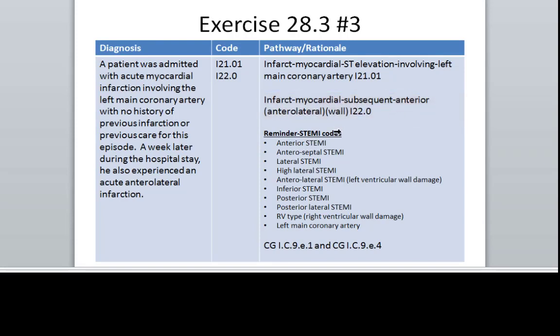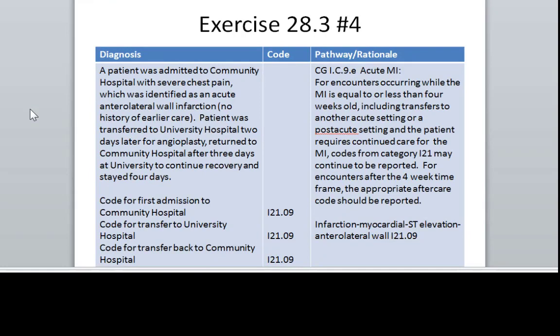So here's just a reminder again about the STEMI codes, and here are the 2 guidelines that are referenced in this exercise. Exercise 28.3, number 4. This is kind of a trick question, I think.